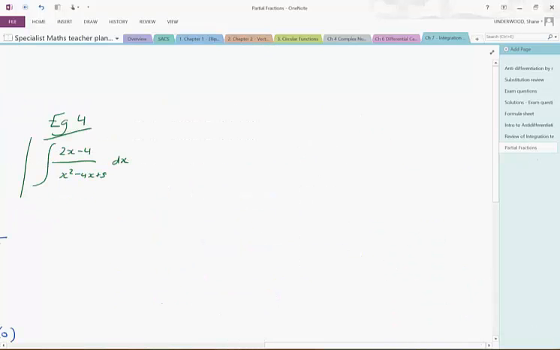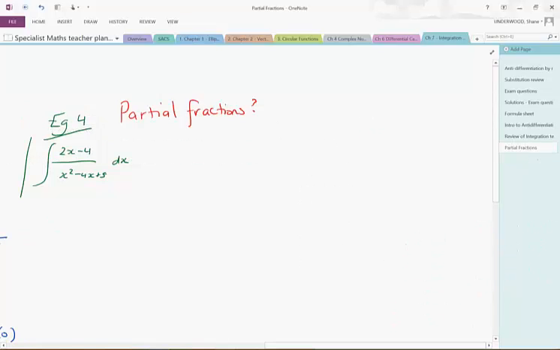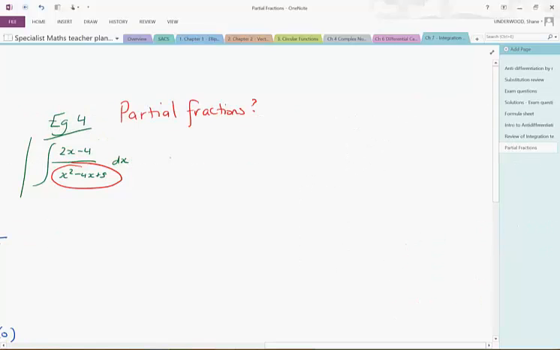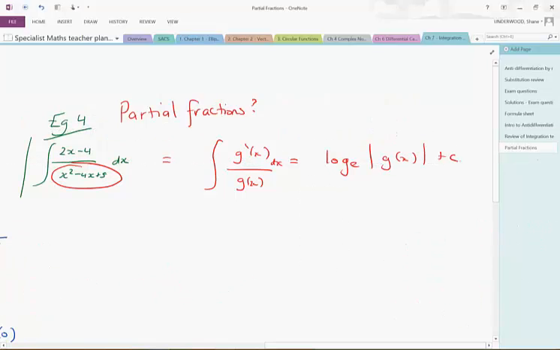And last but not least, we've got the final case. We think this is partial fractions, but I'm going to remind you that this is a simple one. If I've got some function with its derivative, or some constant times its derivative, then we need to remember that the formula sheet has the antiderivative of g dash of x over g of x, dx, is equal to log to the base e of g of x plus c, technically.